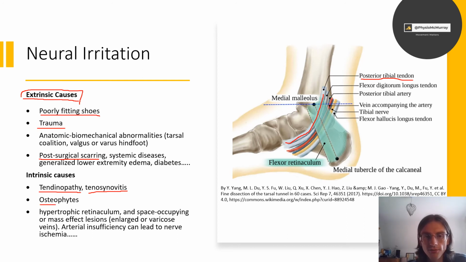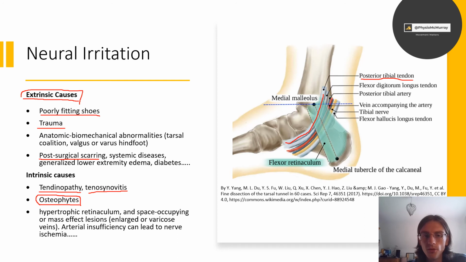And then you can get osteophytes. Osteophytes are basically bone growth that grows out when you have osteoarthritis. They are the kind of thing that classic osteoarthritis in the knee has, where you can feel the hard bits on the side of the joint. So if you have this in your ankle and they're growing out onto this area here, they could be impinging onto that nerve there.